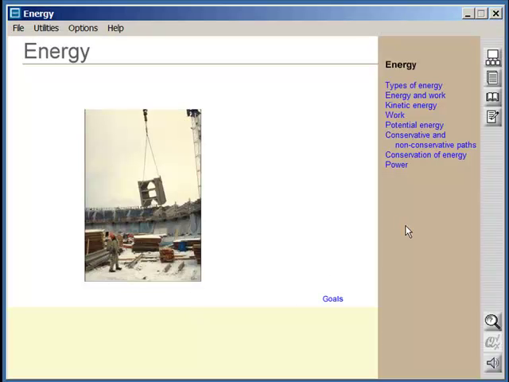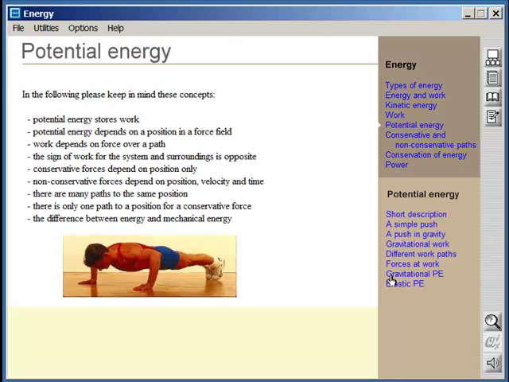Energy is conserved and can take many forms. Mechanical energy is concerned with the energy of the position of an object. Potential energy stores work and depends upon the position of an object in a force field. In this part you should understand whether work is positive or negative with respect to the system or the surroundings. You should also understand the difference between conservative and non-conservative forces.